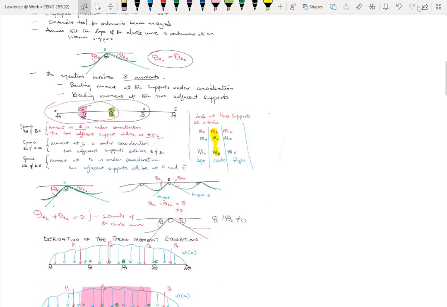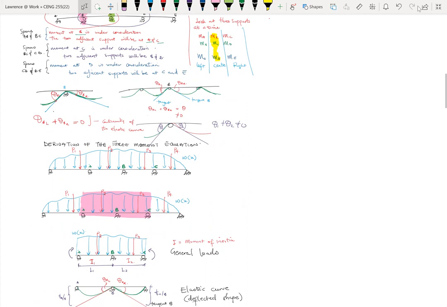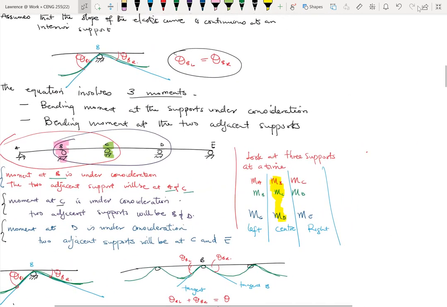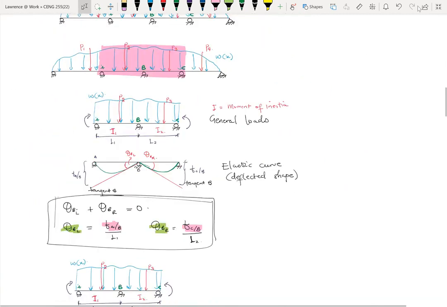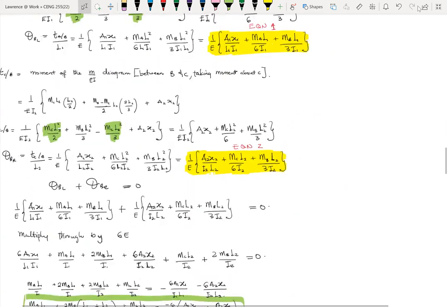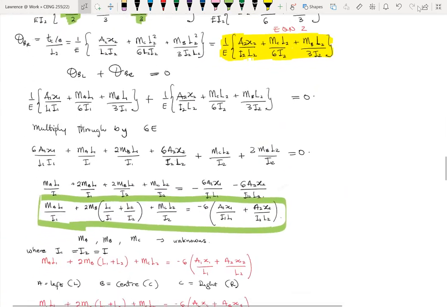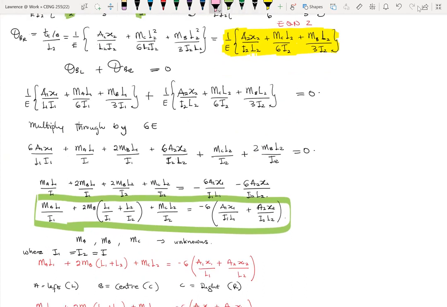All right. So we performed some analysis using the geometric approach whereby we assume continuity at a support. The rotation of the slope on the left side of a support will then be the rotation on the right side of the support. So based on this continuity of the slope of the elastic curve, we're able to formulate an equation which we call the three-moment equation. All right, so we have this equation right here.